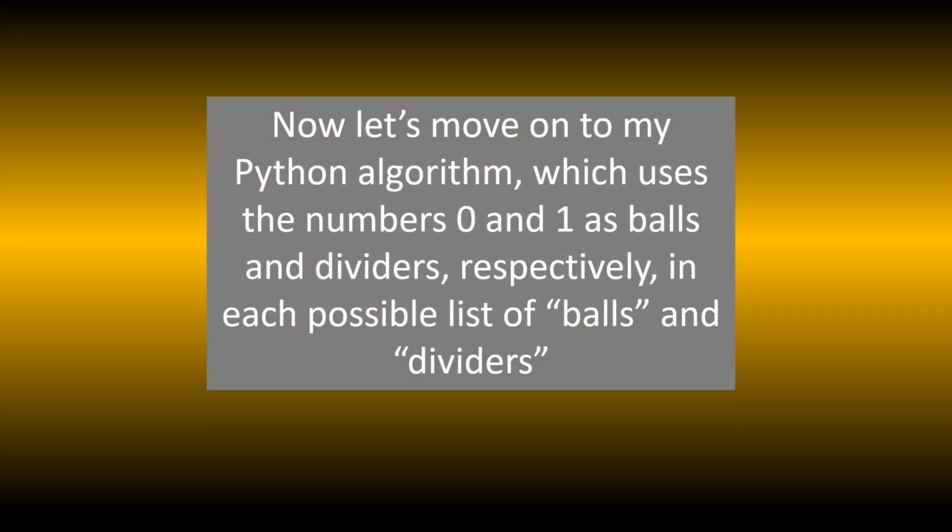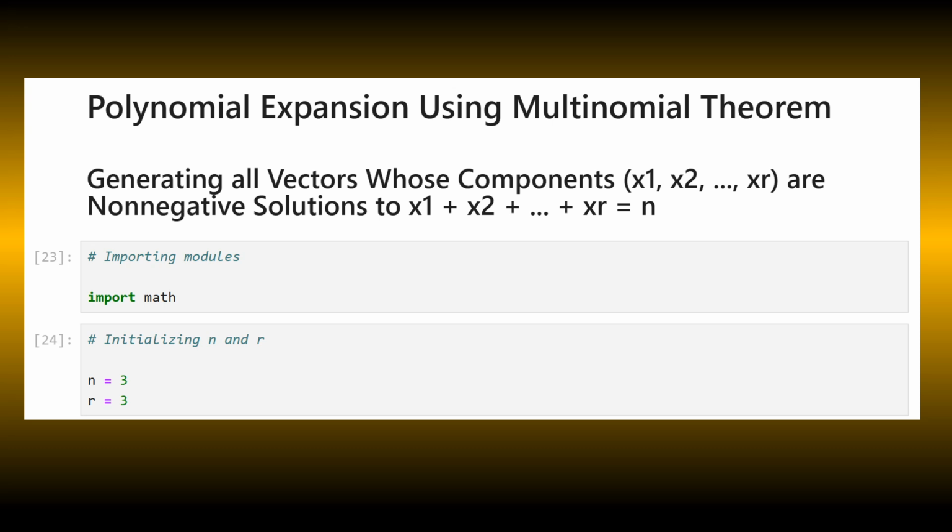Alright, so now that we have a visualization of what's going on here, let's move on to my Python program, which uses the numbers 0 and 1 as balls and dividers, respectively, in each possible list of balls and dividers. You'll see. In order to explain my program, I used a Jupyter notebook, and it will be about the polynomial expansion using the multinomial theorem.